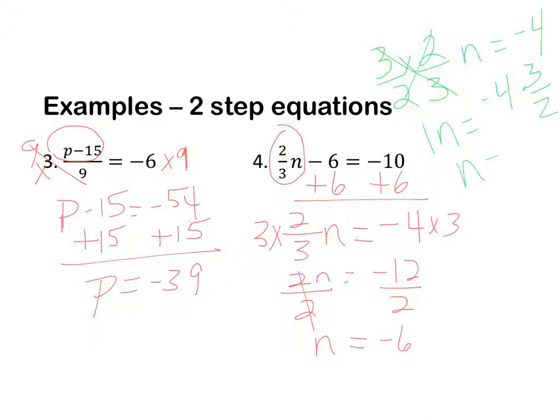And that gives me n equals top times top, write it on the top. And then I have a 2 on the bottom, and that gives me n equals negative 6, which is the same answer, just a little bit less steps on that one.